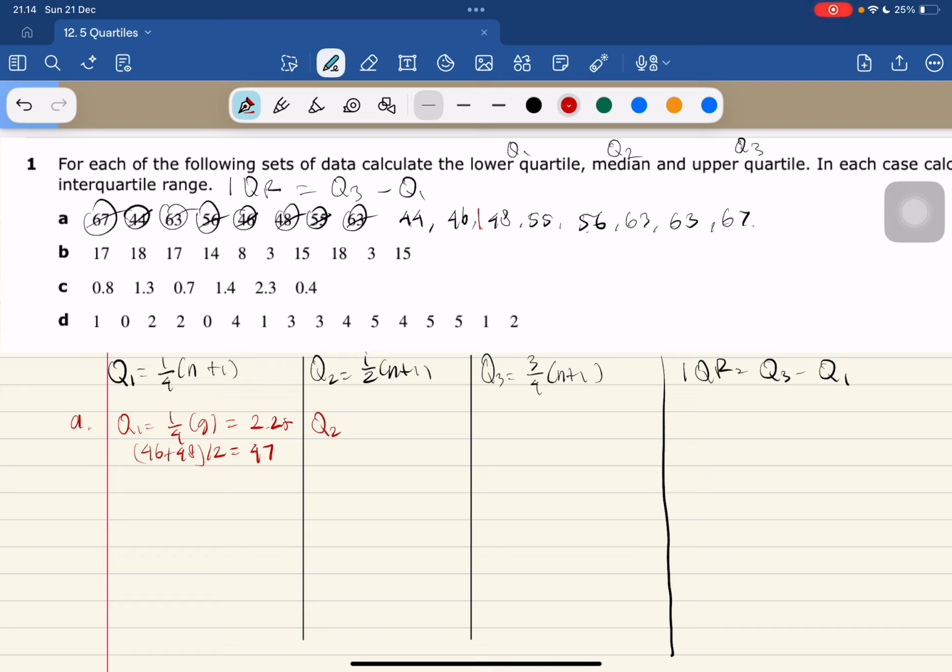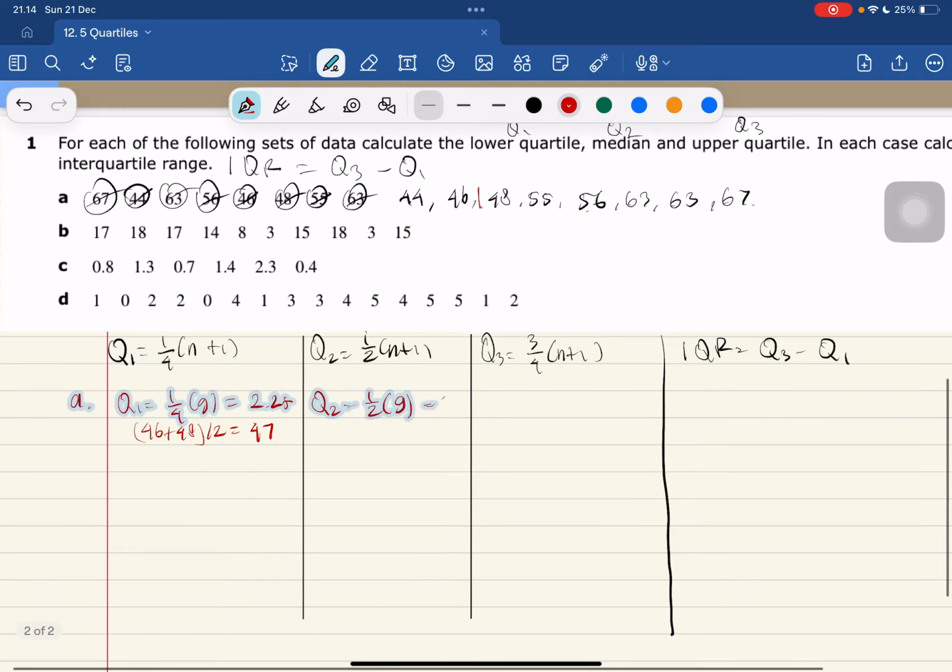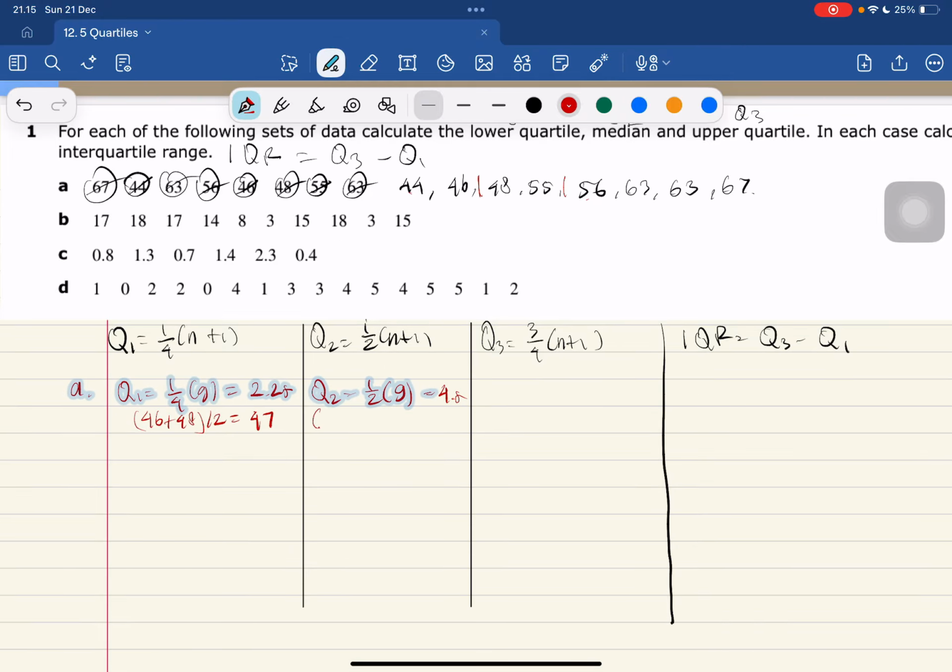Next, the median. So 1 over 2 times 9 again. We divide 9 by 2 to get 4.5. Where is 4.5? 1, 2, 3, 4, here. So find the mean: 55 plus 56, divided by 2. So the median, or quartile 2, is equal to 55.5.